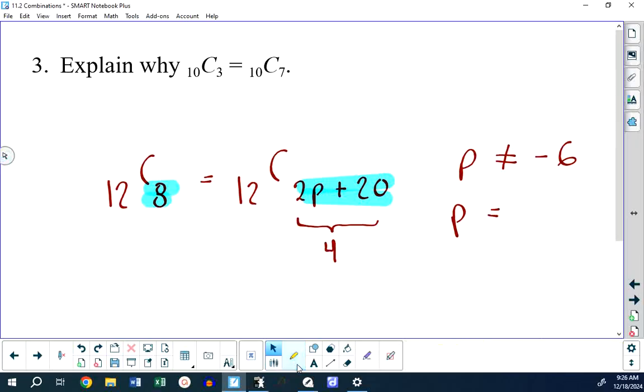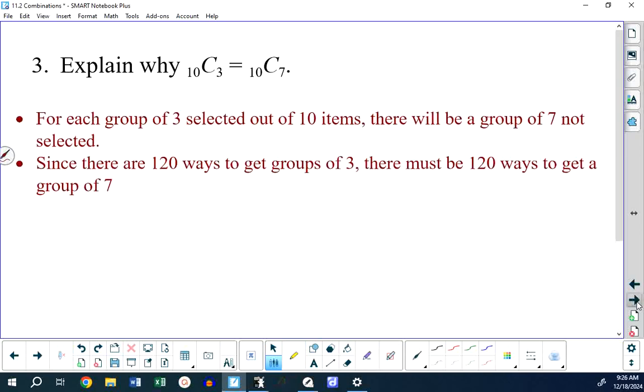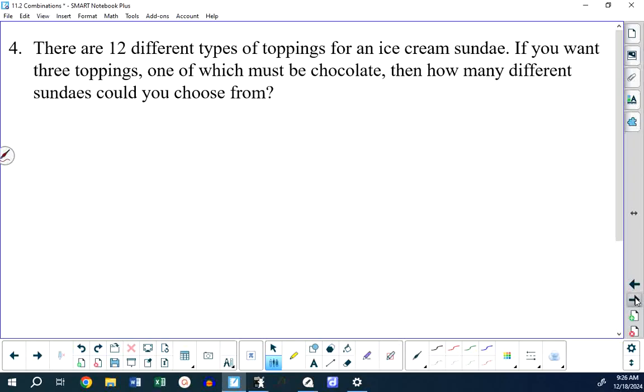So what you would need to do is set 2P plus 20 equals 4 and solve for P. P is not the number that you're choosing, it's just some number. You would say 4 equals 2P plus 20. Subtract 20 from both sides and divide by 2. And you get, I think, -8. Okay. Let's take a look at the next question. Well, I already had this all typed out, but you get the idea here, right?